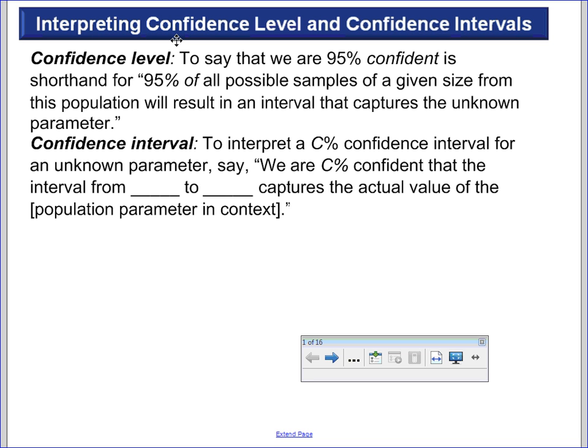Remember, we're not saying there's a 95% chance that the parameter is in the interval or not. It's either it is or it isn't. So it's a 100% chance or nothing. It's just saying that if we did this again and again, we'd get it right 95% of the time.